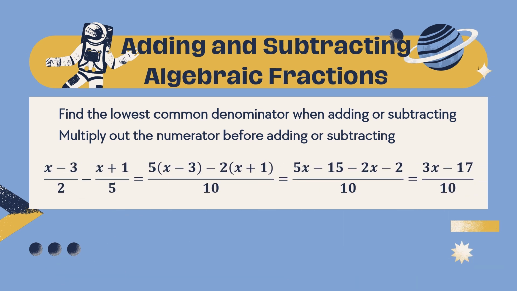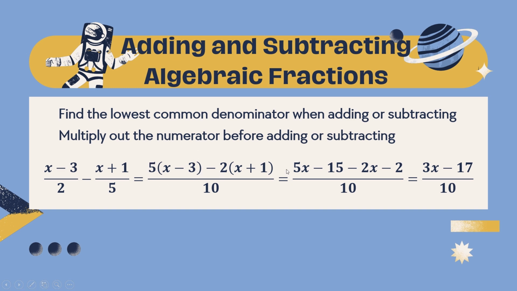For example, we have x minus 3 over 2 minus x plus 1 over 5. The lowest common denominator between 2 and 5 is 10. So for the first fraction, we multiply by 5, and for the second fraction, we multiply by 2. So multiply out the numerator first.